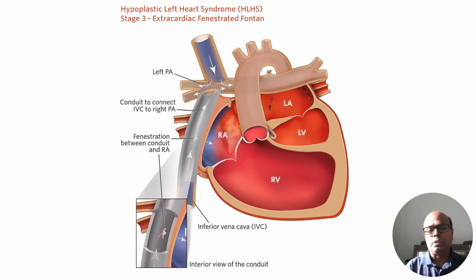The third procedure is called stage 3, extracardiac fenestrated Fontan. In this one, both SVC and IVC are connected to the pulmonary trunk. The whole venous blood system goes into the pulmonary circulation. Then it gets oxygenated, comes into the left atrium, through the right atrium, comes to the right ventricle, and ejects the blood to the systemic circulation.